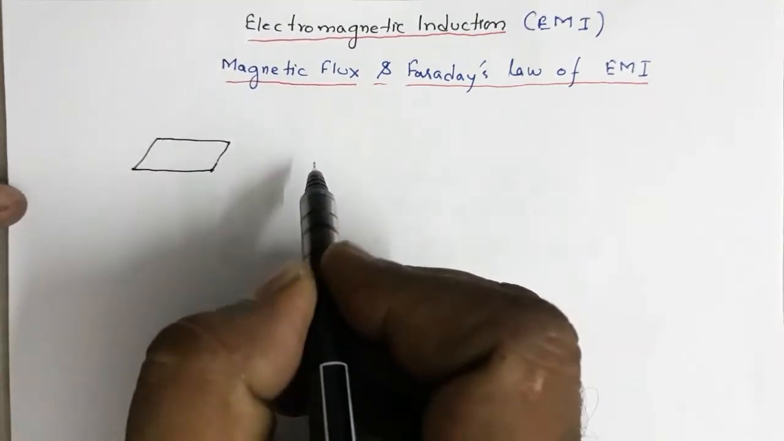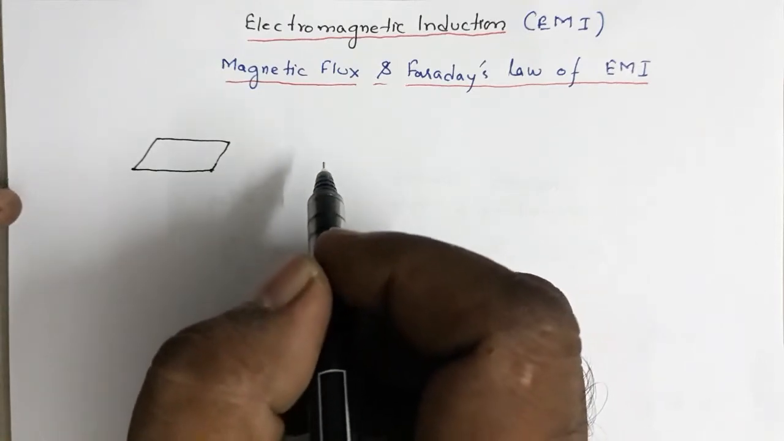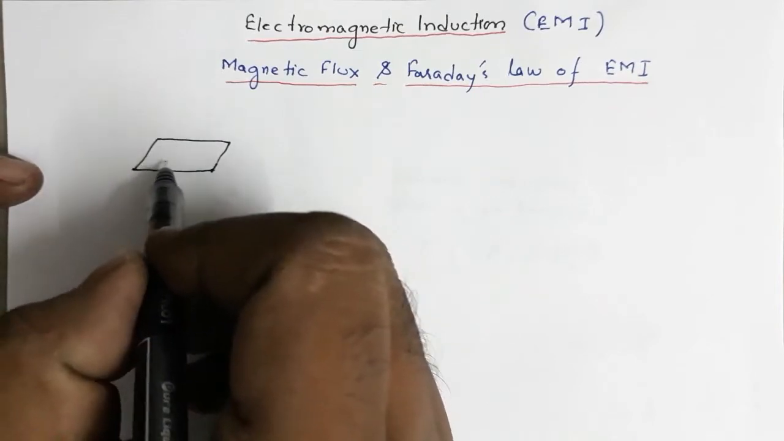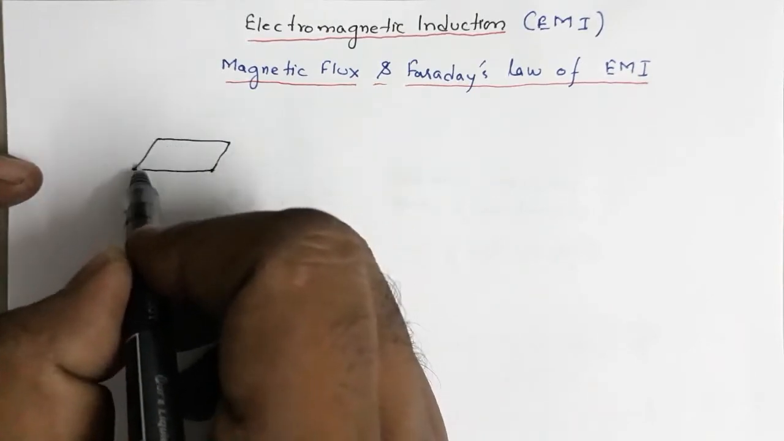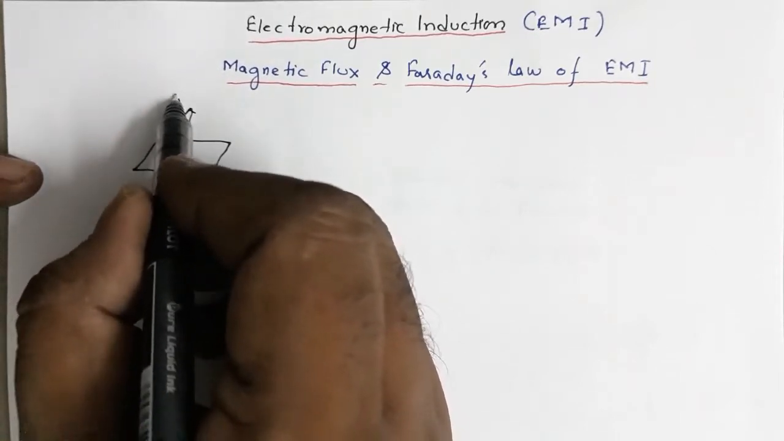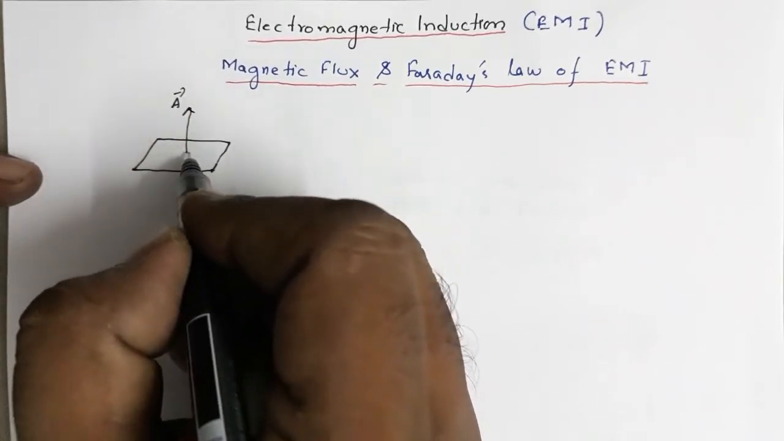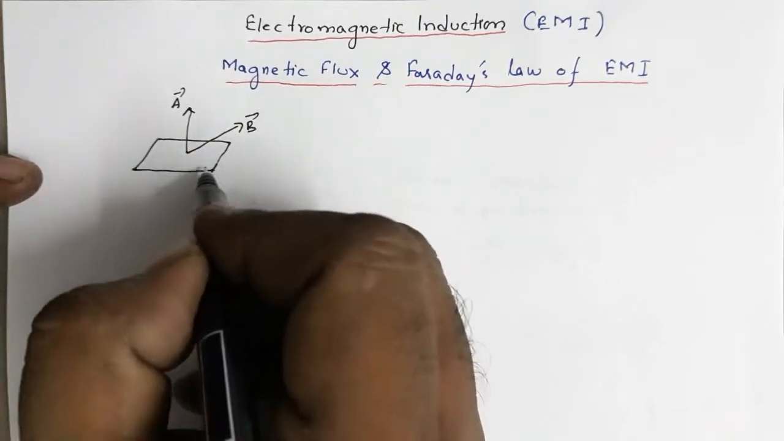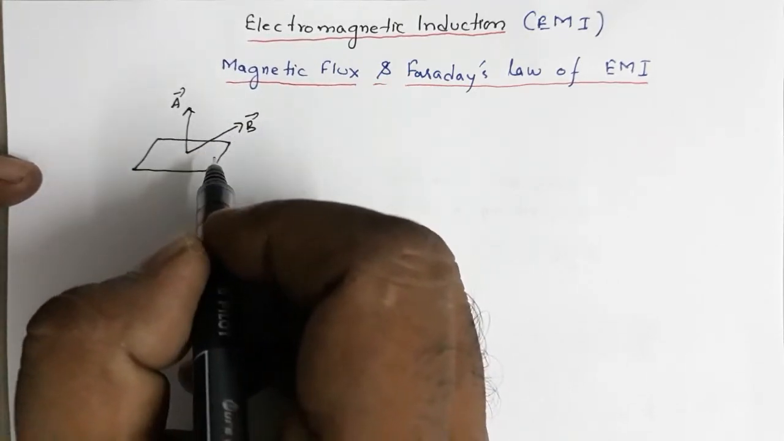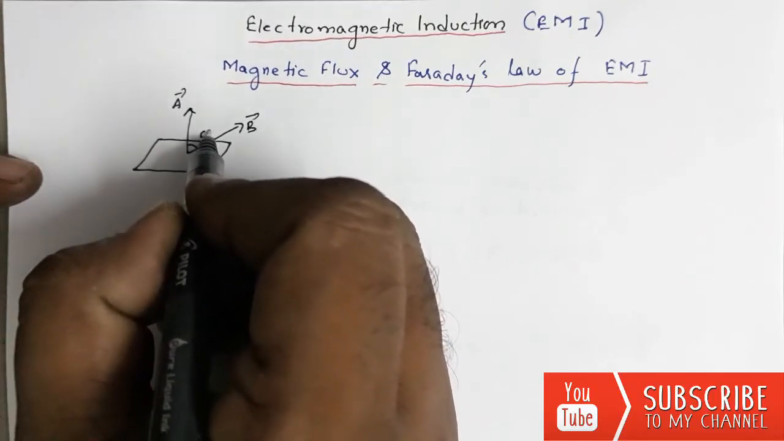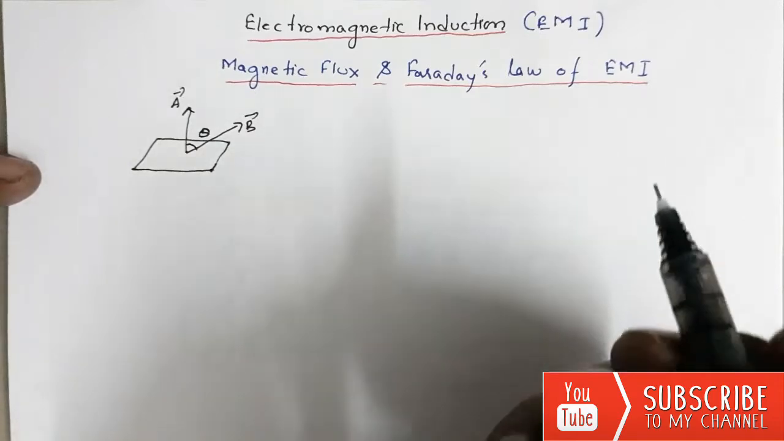Now as we know, normally area is a scalar quantity, but in electromagnetism area is a vector quantity and it is always normal to the area being considered. So for this area, the area vector is normal to the area, and suppose this is the direction of the magnetic field for this particular area. So the angle between the magnetic field and the area vector is theta.